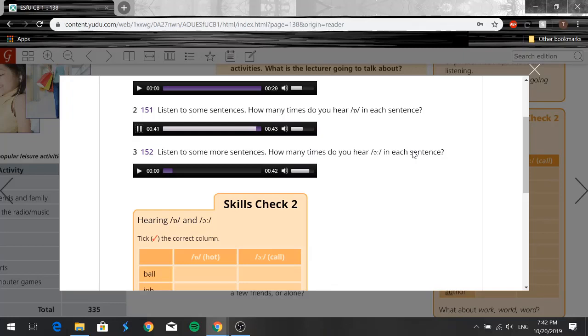We heard it 5 times in that last sentence, okay? So the first sentence had 3, right? And then 2 also had 3. 3 had 3 as well. 4 had 2, and 5 had 5, okay? We're going to listen to some more sentences, and how many times do we now hear this cool that we're talking about. So here we go.